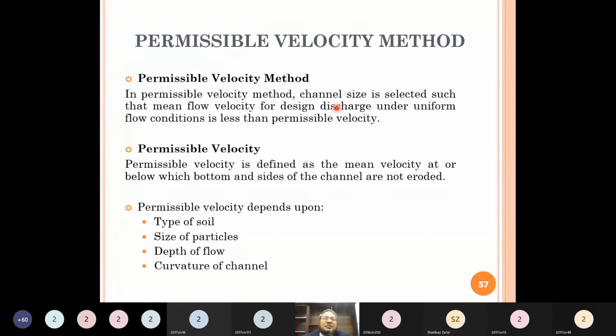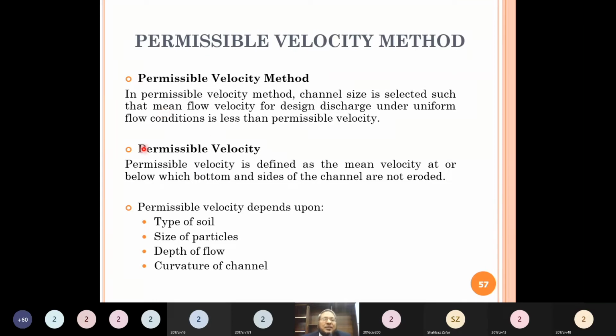Now we want to discuss first the permissible velocity method. What is the permissible velocity method? In this, the channel size is selected such that the mean flow velocity for design discharge under uniform conditions is less than the permissible velocity. Whatever the permissible velocity is, we have to keep the velocity of flow less than that.